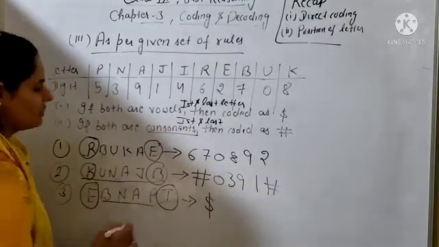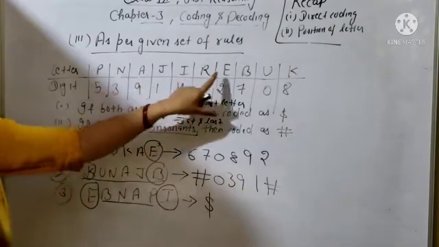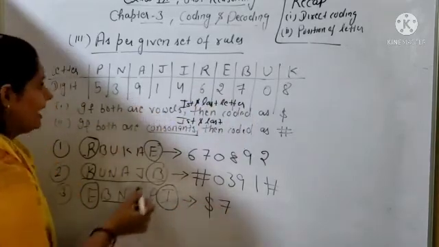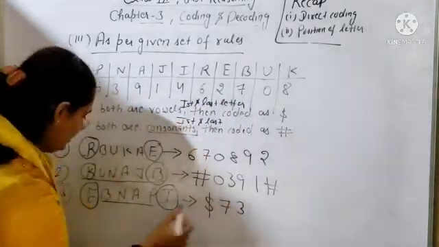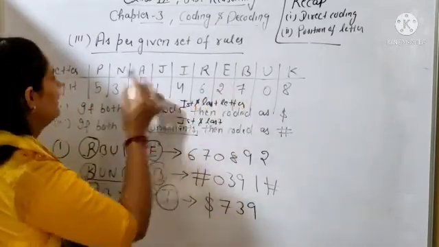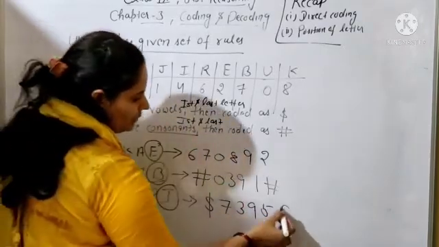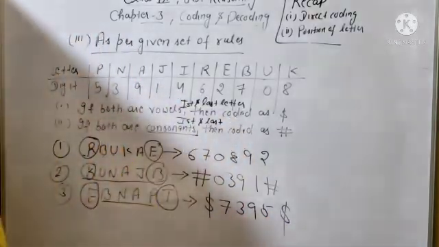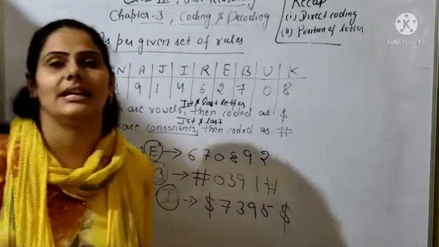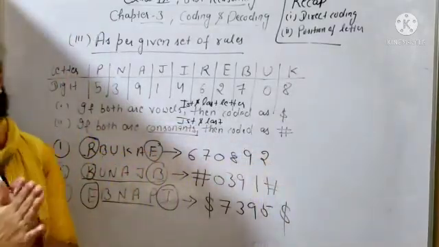After that, the middle letters you will change in the coding language. B is represented by which number? B is 7. Next, N is represented by 3, A is 9, P is represented by 5, and after that the last one, I. This is a vowel, so you will represent it by the dollar sign. Clear? These types of questions are as per the given set of rules. These types of questions you can do.